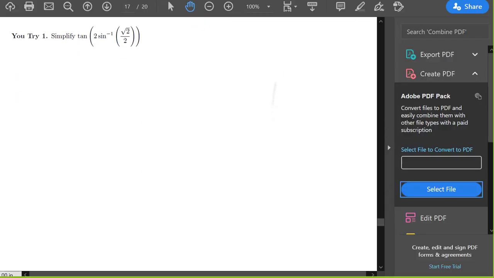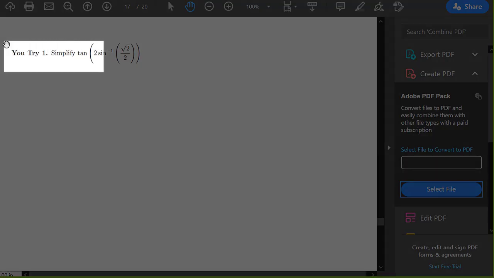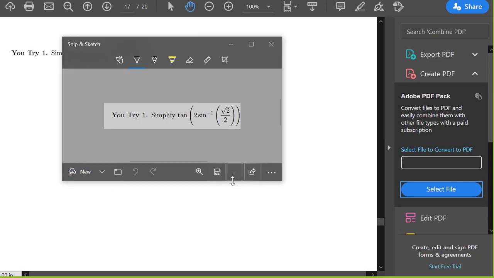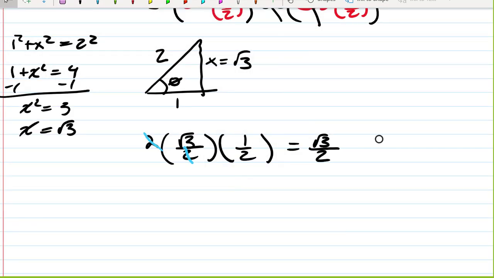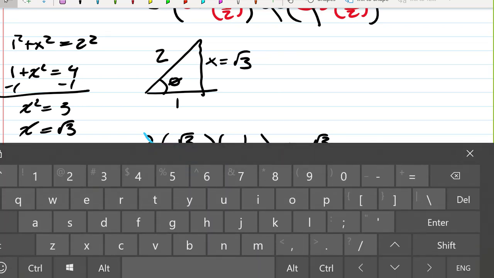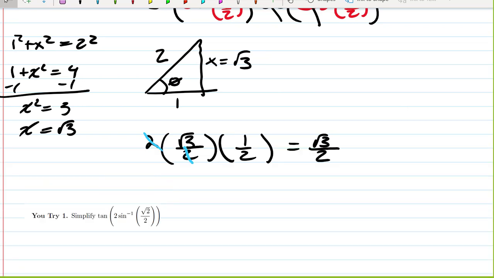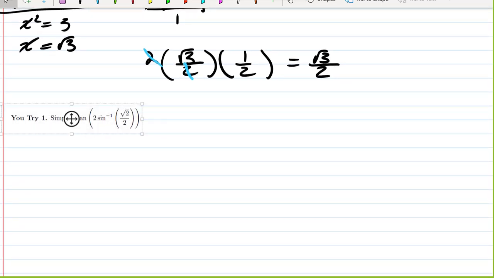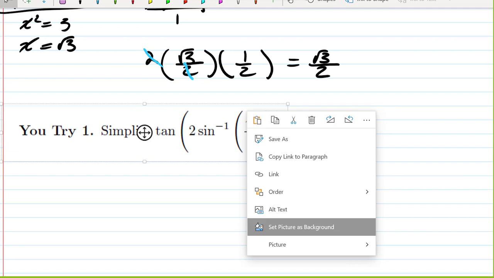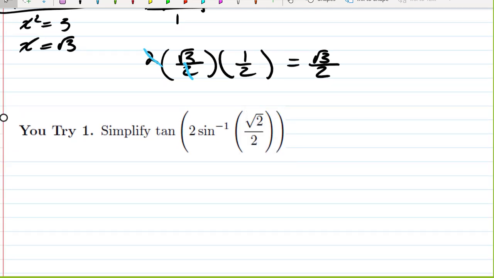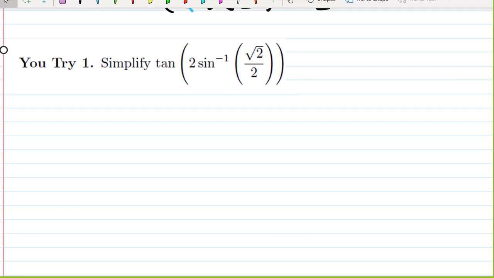All right, so we don't have a ton of time left, but the last one is for you guys to finish up as a you try. So let's go ahead and simplify 2 times the sine inverse of root 2 over 2. So to resolve this, we have a double angle again on sine.